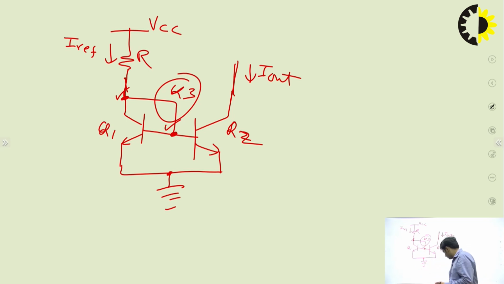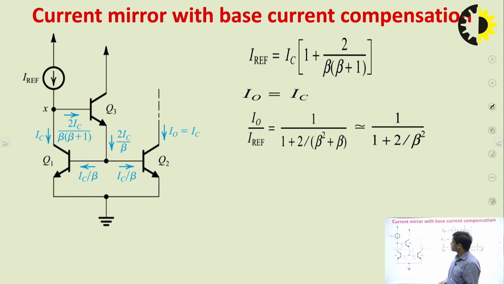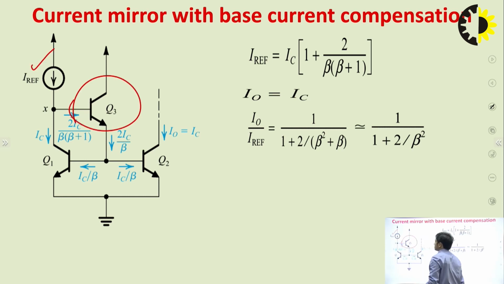We will understand that with the help of this circuit, the current mirror with base current compensation. Now we can see that the input current is I reference, and this Q3 transistor is added between the collector and base of Q1 transistor. To understand the role of Q3 and the advantage of this current mirror over the basic current mirror, we need to find the relation between output current and input current, that is I0 and I reference.